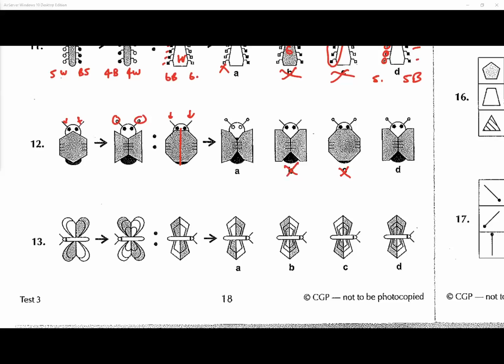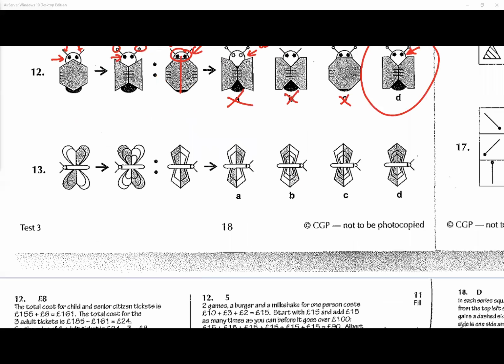Now, if you look over here, the eyes are black. The eyes are white. In the first one, we need one with black eyes because our question has black eyes. We can't have white. So it's got to be black. That one. D is the answer.